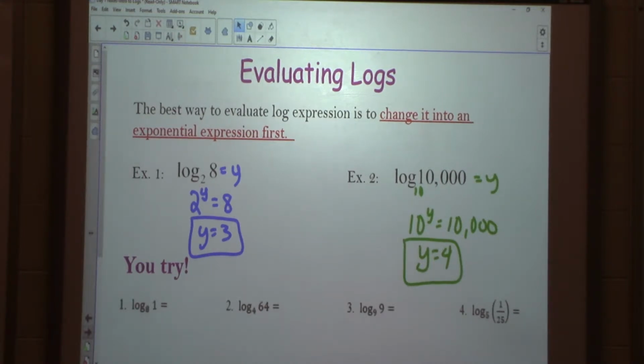Maybe even double check your answers in your calculator.